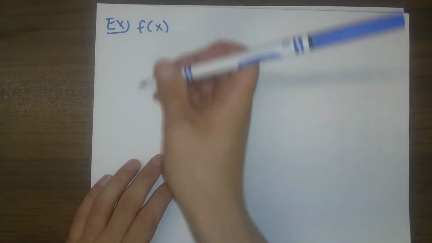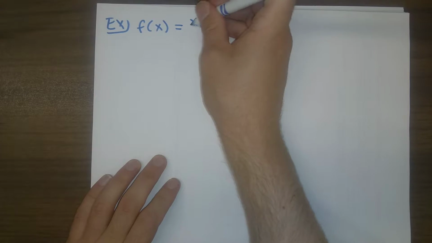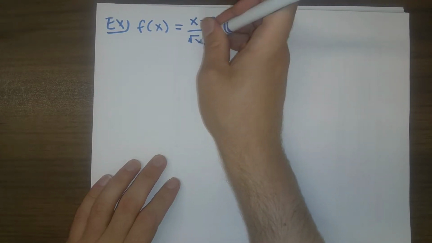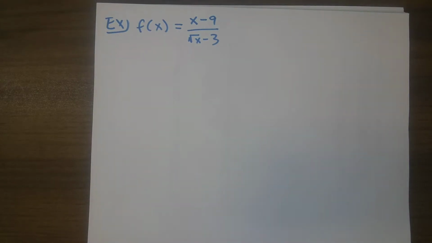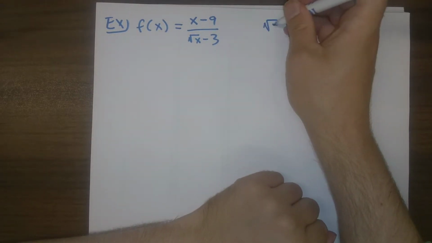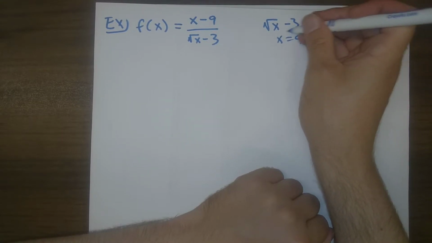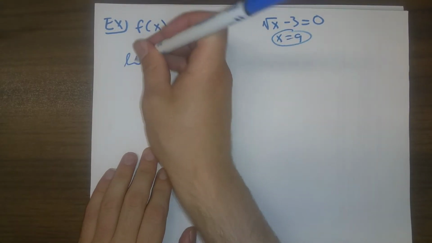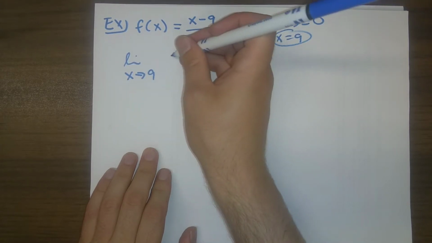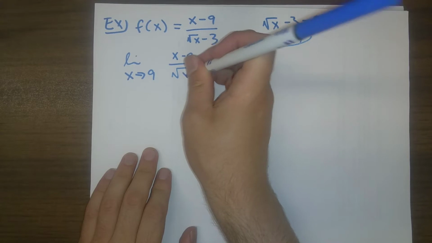So let's take a look at f of x equals x minus 9 over square root x minus 3. Take a moment to think about where it's interesting to do a limit. It's going to be most interesting when the denominator equals 0, which is when square root x minus 3 is equal to 0, and so that's when x is equal to 9. That is our key question. So we're going to investigate the limit as x goes to 9 of x minus 9 over square root x minus 3.